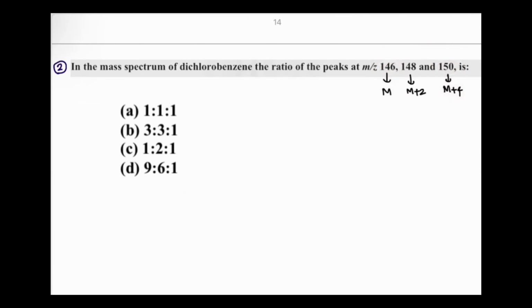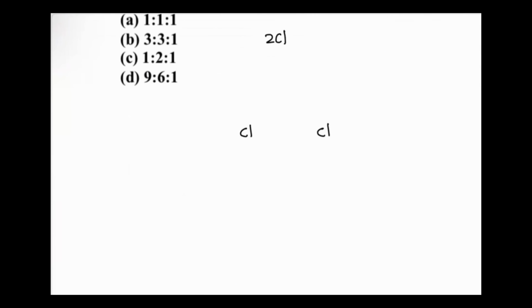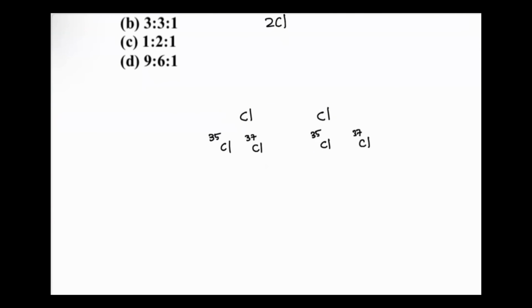And now we need to find the ratio of all these peaks. So in the molecule, that is dichlorobenzene, we have 2 chlorines. And we need to find out the ratio of isotopic peaks of these two chlorines. We already know chlorine has two isotopes, chlorine 35 and chlorine 37. And this chlorine can be any of these isotopes. The second chlorine also can be chlorine 35 or chlorine 37. And the ratio between these isotopes is 3:1. Here also the ratio between chlorine 35 and chlorine 37 is 3:1.